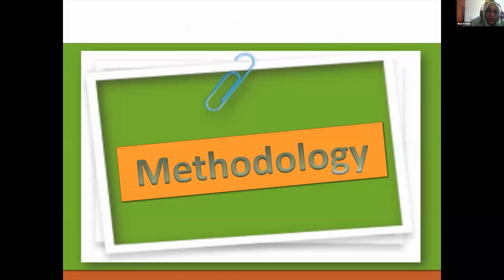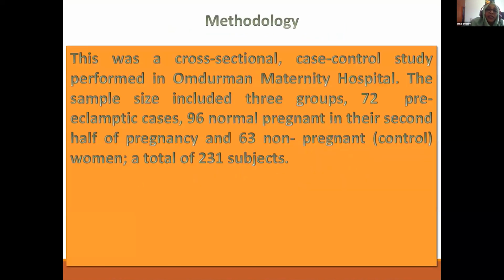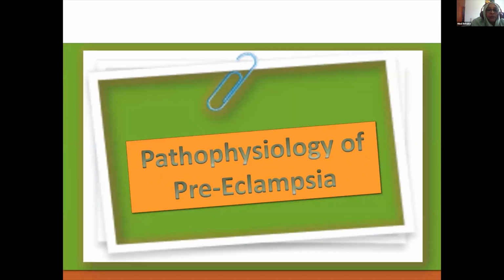The methodology: this was a cross-sectional case control study performed in Omdurman Maternity Hospital. The sample size included 3 groups: 72 preeclamptic cases, 96 normal pregnant in their second half of pregnancy, and 63 non-pregnant as control women, a total of 231 subjects.